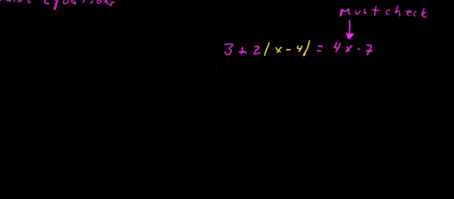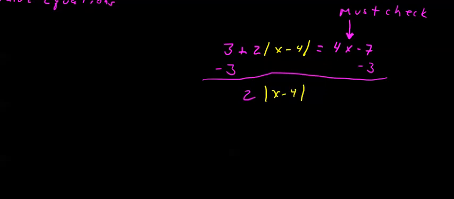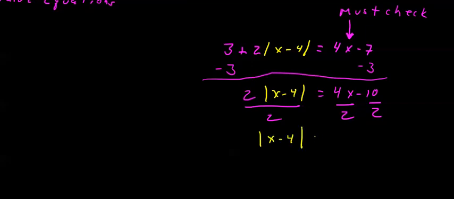So let's solve this. Minus 3, 2 times absolute value of x minus 4 equals 4x minus 10. Divide by 2. Everything is divided by 2. Best write it like this. And then we have absolute value of x minus 4 equals 2x minus 5.